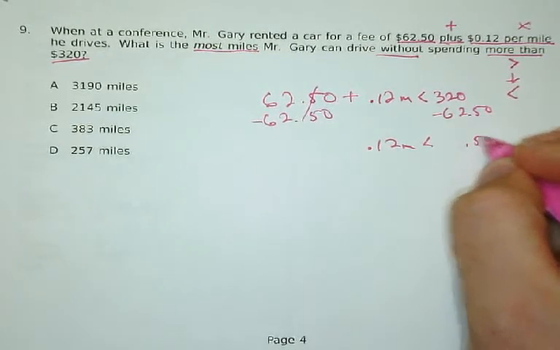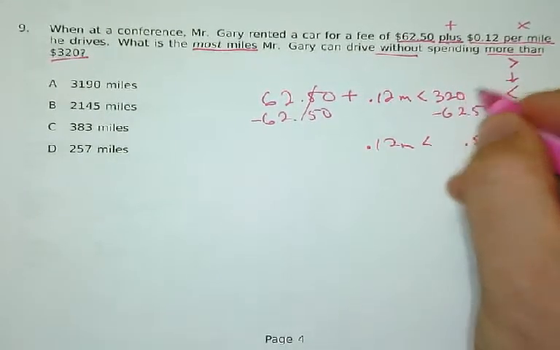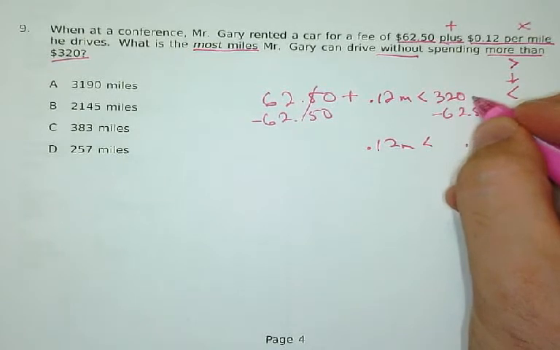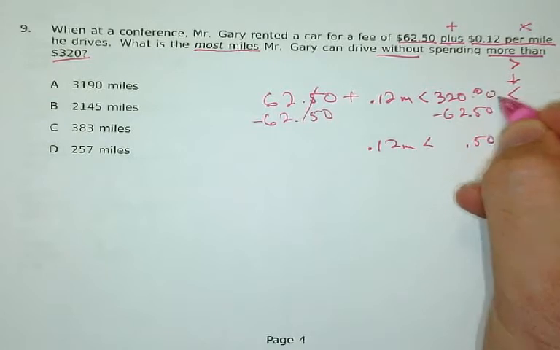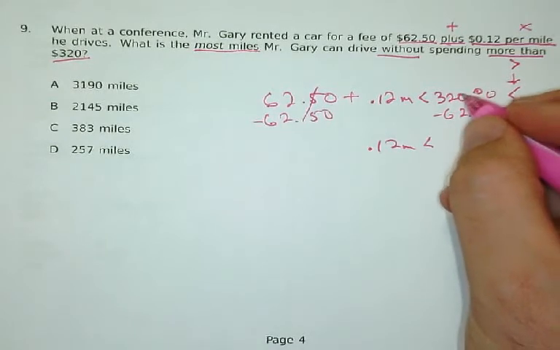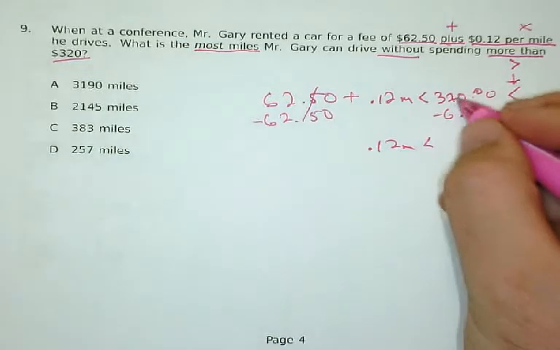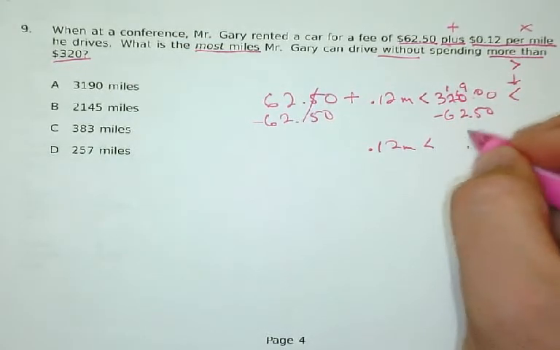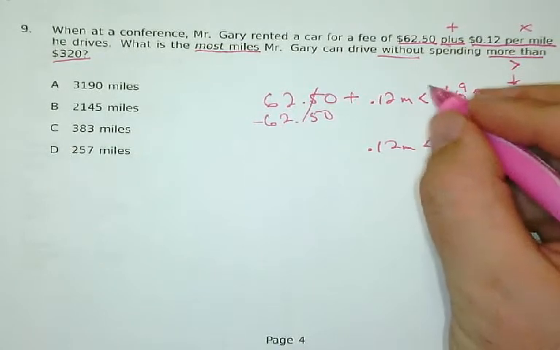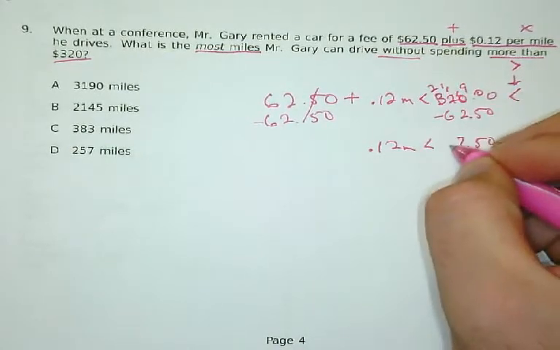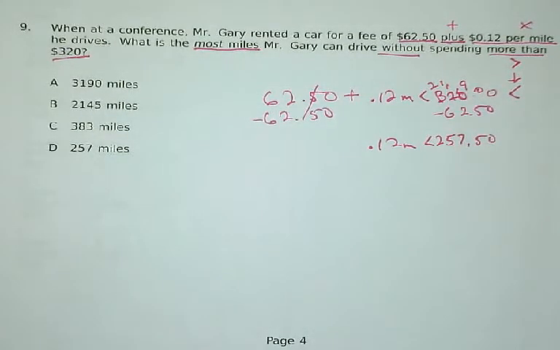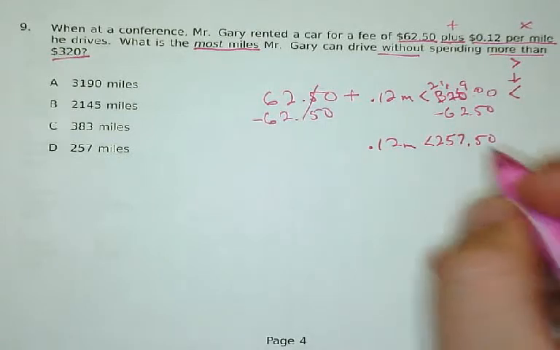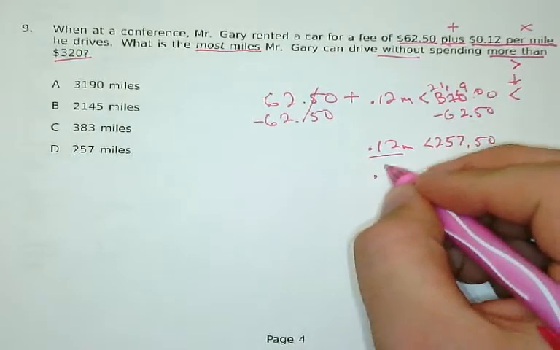And then this right here is going to leave me 50 cents. Lots of borrowing. So 10 minus 5 is 5. Had to borrow to make this 10, make that a 9. 9 minus 2 is 7. Borrow again. 11 minus 6 is 5. 2 minus 0 is 2. So $257.50. Now our last step, we're going to divide by 12 cents.